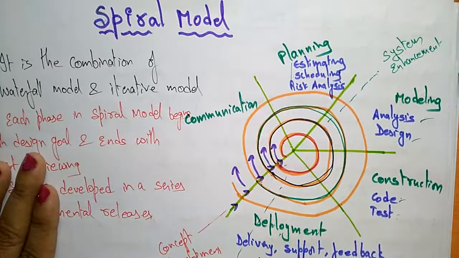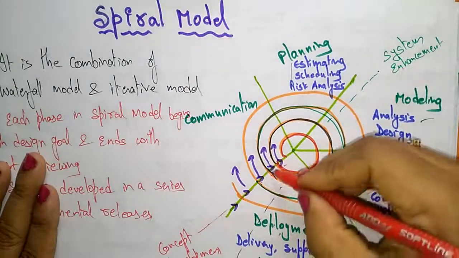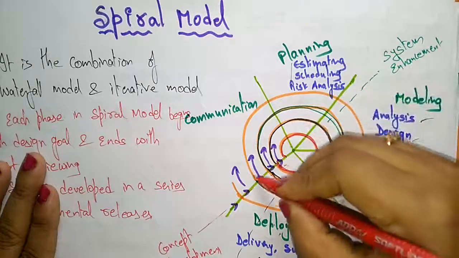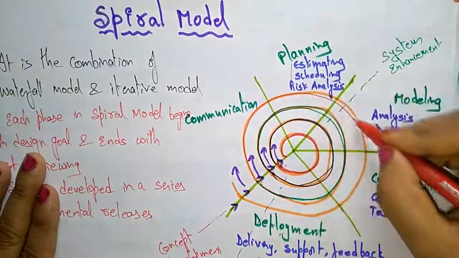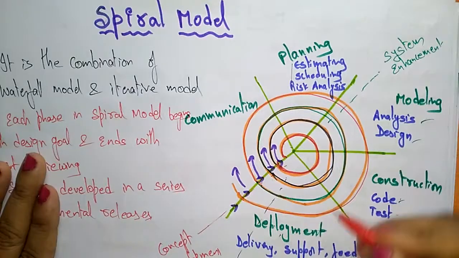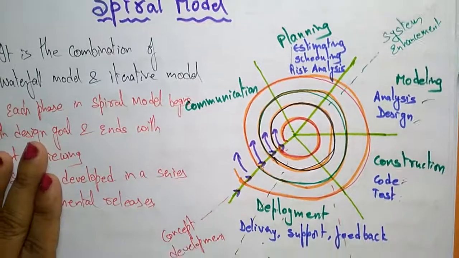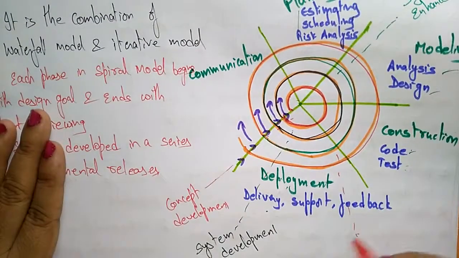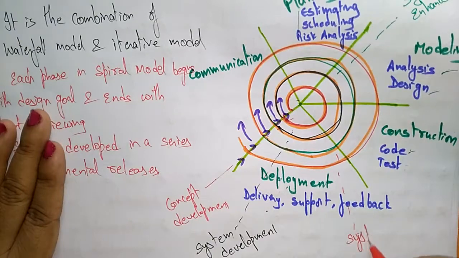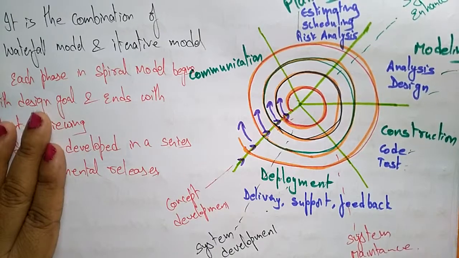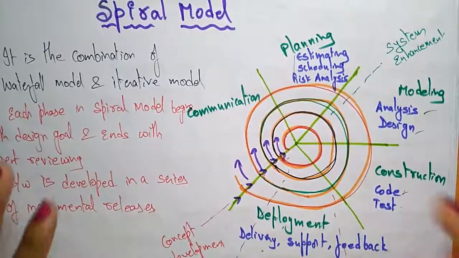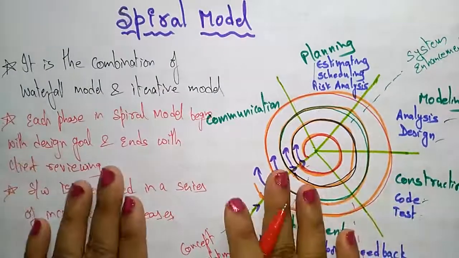And the last thing, here I'm taking another spiral. This spiral indicates the system maintenance. So these are all the different tasks that are present in the spiral. So this is about the spiral model.